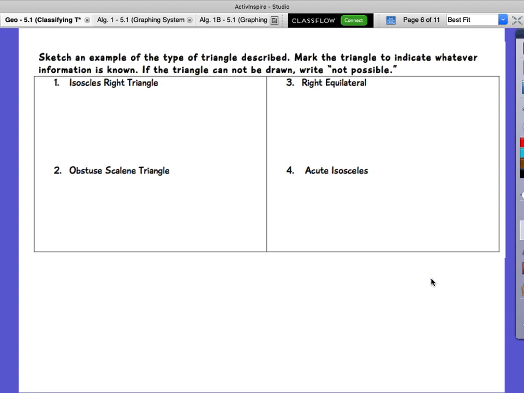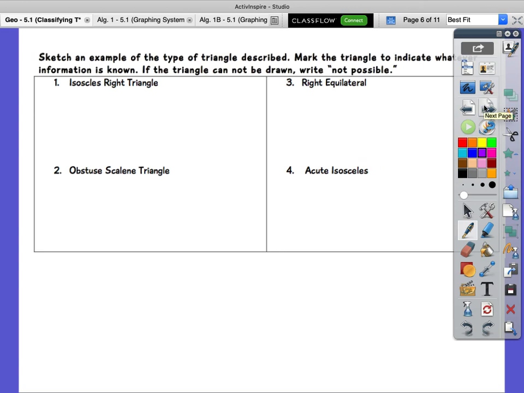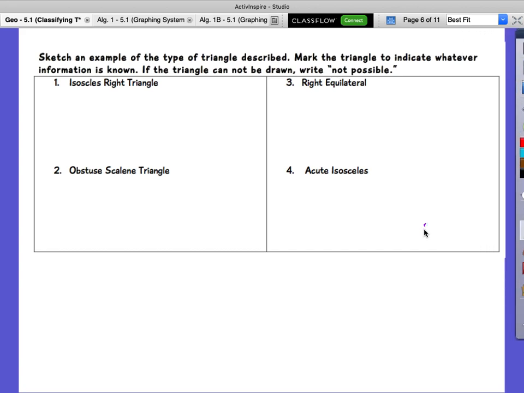I want you guys to mark the triangle to indicate whatever information is known. For example, on the previous 4, this is isosceles, so we had to mark these 2 sides were congruent. On the equiangular, we had to mark all 3 angles were congruent. This is a right triangle, so we have to mark a right angle on there. If the triangle cannot be drawn, we have to write not possible. There's one of these that is not possible. I want you guys to try these 4, and don't raise your hand when you're done. You can just chill when you're done, but I want you to work on these 4.